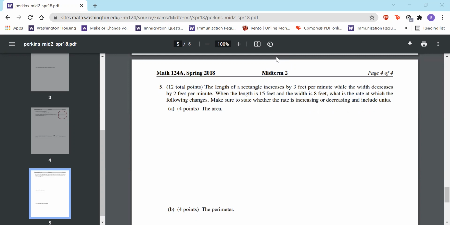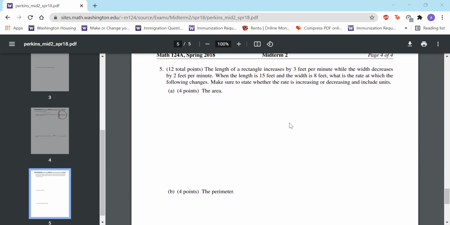Now we need to find dP/dt when the length is increasing while the width is decreasing. We have this P, it is 2x plus 2y. And we take the derivative, dP/dt is 2 dx/dt plus 2 dy/dt, because we take the derivative of each function.